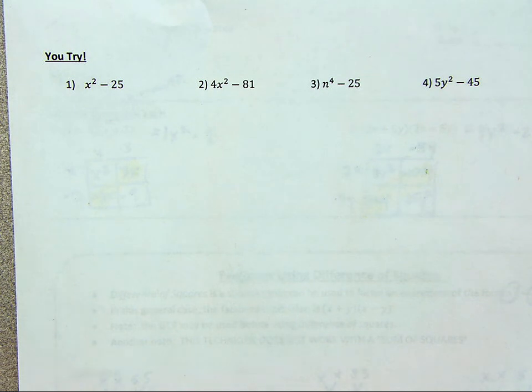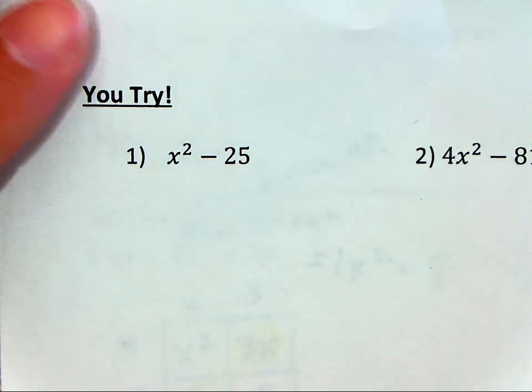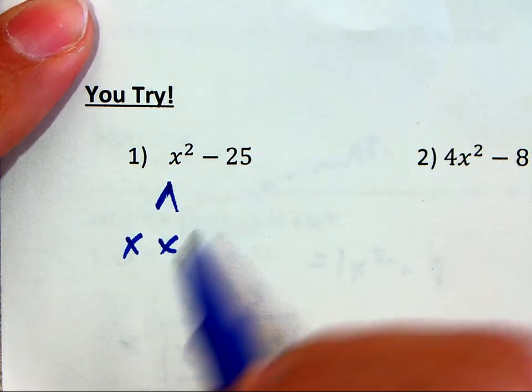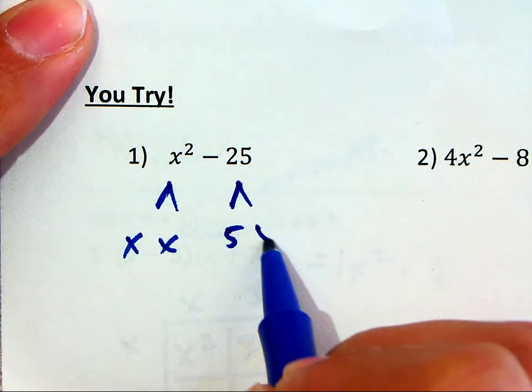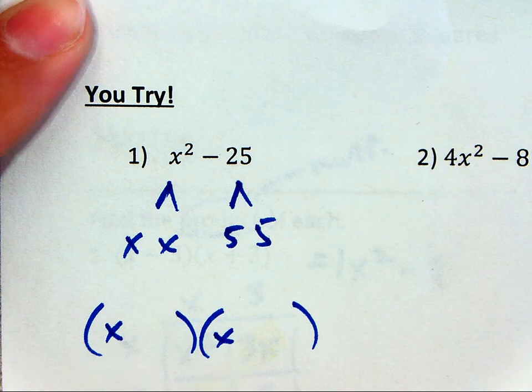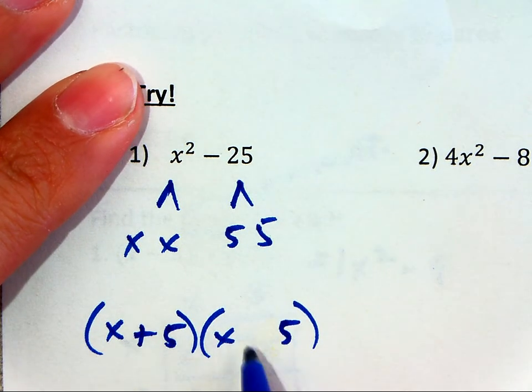Okay, so let's look at number 1. This is perhaps the simplest of the 4. X squared is the product of x and x. 25 is the product of 5 and 5. So the factors will each begin with an x and end with a 5. One is a sum, one is a difference.